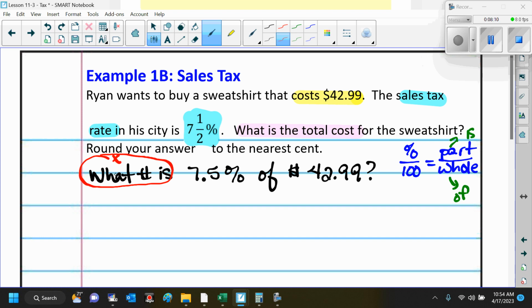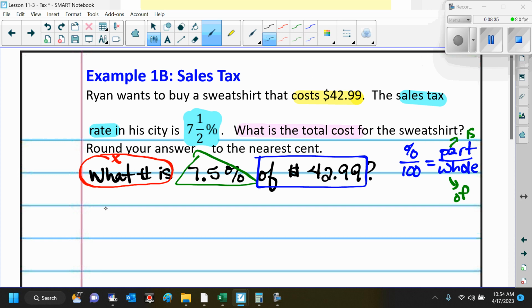So that's going to be our X for the tax. And then we've got 7.5%. Of course, that's the percent, right? And then we've got of $42.99. That's the of number, so that is the whole. Is everybody clear? So now we can set up our proportion.